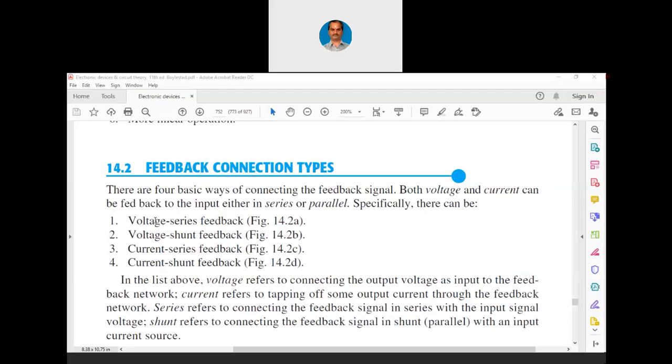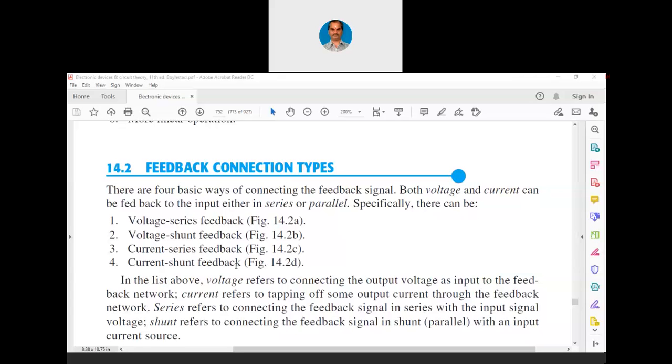So there are four feedback connection types: voltage series feedback, voltage shunt feedback, current series feedback, current shunt feedback. Which means, let us say we sample the voltage from the output side and we give it in series to the input. Then it is called voltage series feedback. On the other hand, if we sample voltage from the output and give it in parallel to the input, that is called voltage shunt feedback.